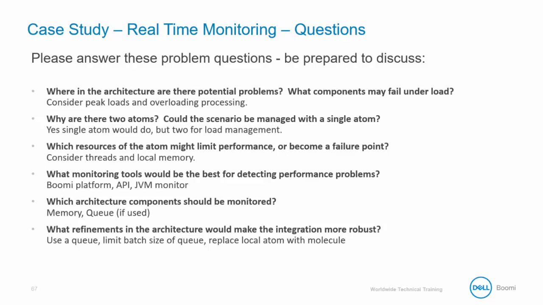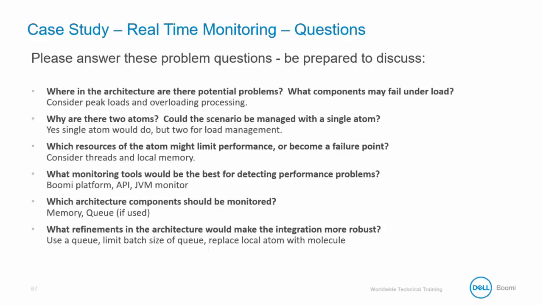So first question, where in the architecture are there potential problems and what components may fail under load? Well, you want to consider that the public-facing portal may experience peak loads or even experience DOS attacks. And the local atom may be overloaded with processing the very large PDF documents.